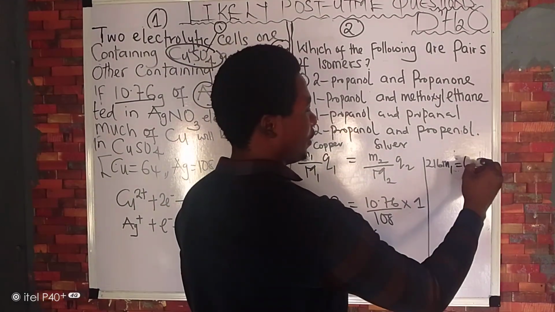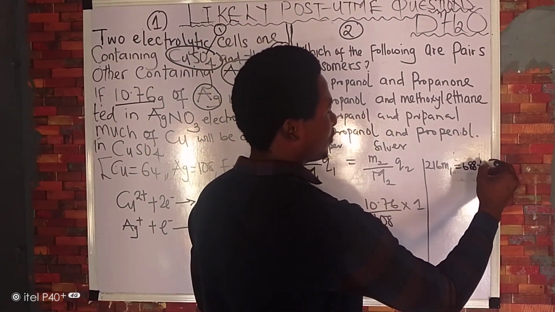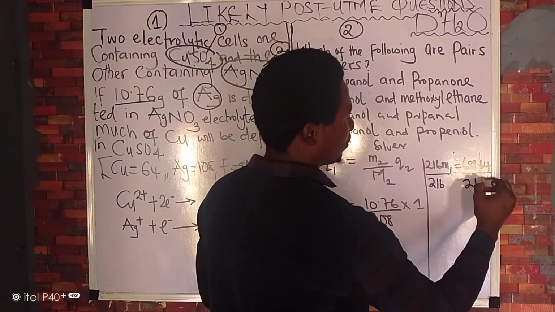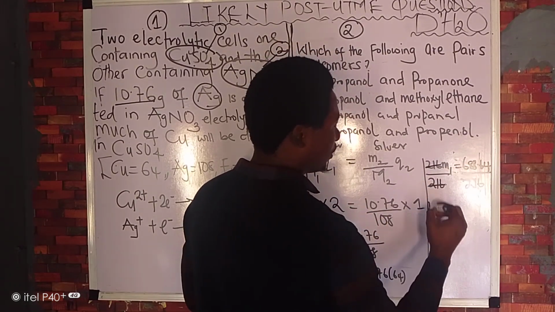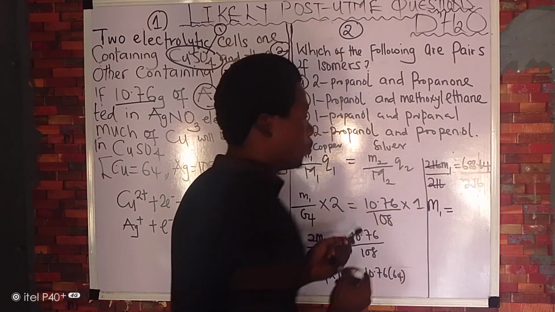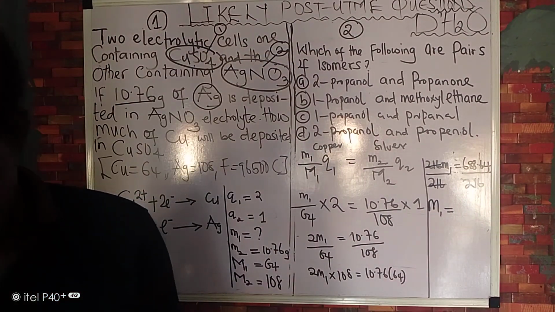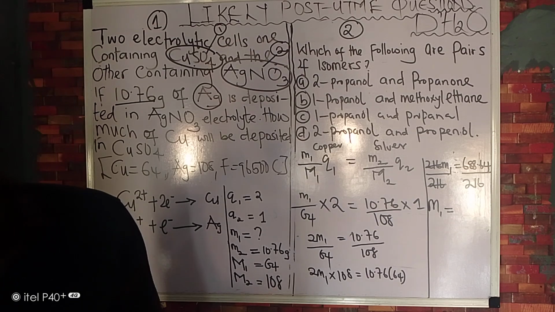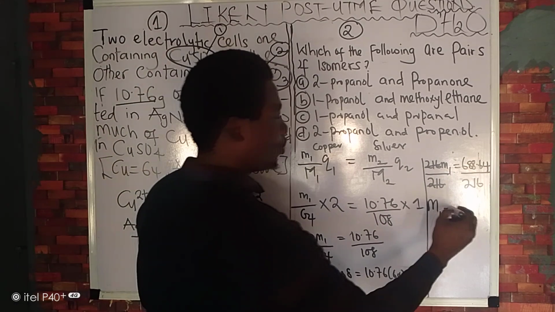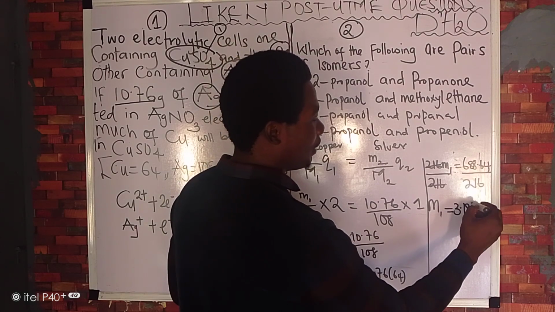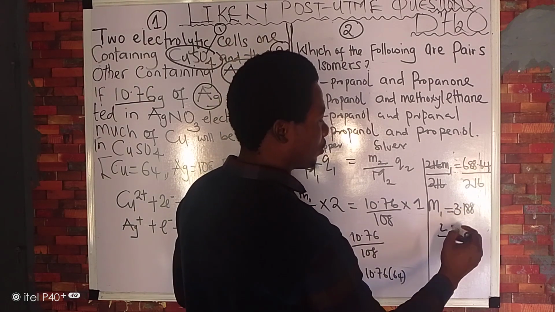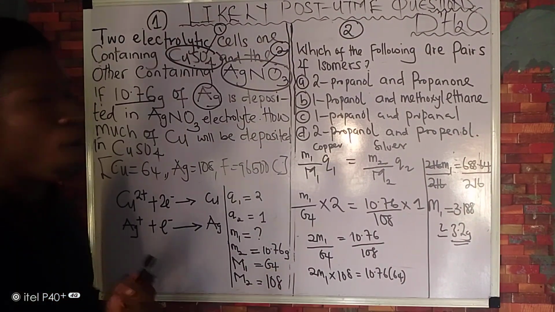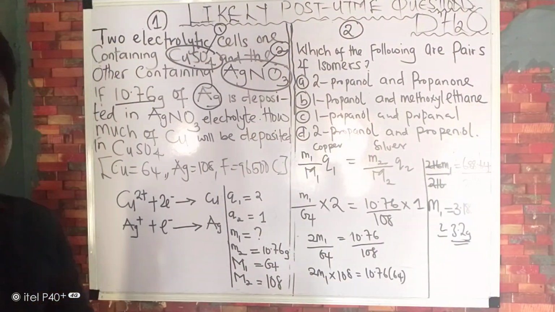You have 688.64. So we divide both sides by 216. The mass of copper will be 688.64 divided by 216, which is 3.188, approximately equal to 3.2 grams. So this is the mass of copper that is deposited.